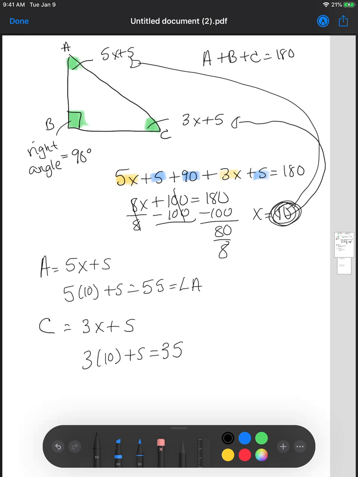So I can list them all out. A equals 55. B equals, we already knew that it equaled 90. And then angle C equals 35. All of those added together will get you 180 degrees, which takes us back to all angles in a triangle will equal 180 degrees.